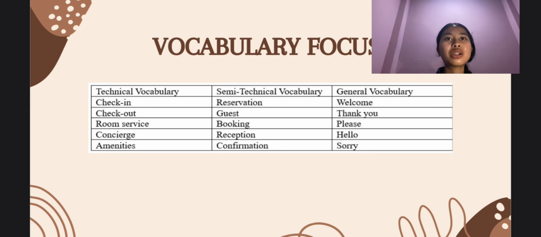Justification, these words are selected based on what the learners need to see or understand at work. Technical vocabulary, words directly related to hotel procedures. Semi-technical vocabulary, words used often in hospitality but not only in hotels. General vocabulary, common polite expressions that help maintain good guest relationships.